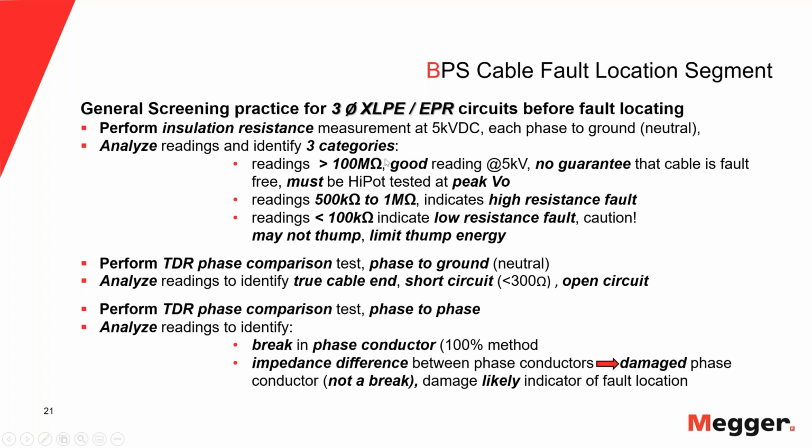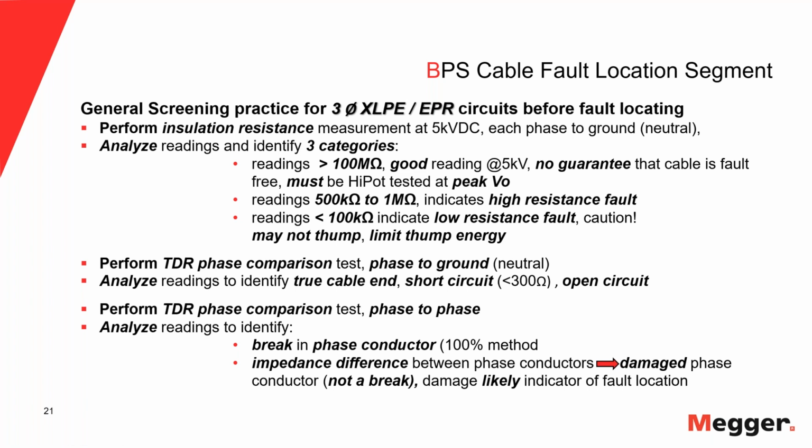But what we have to keep in mind, even a high reading doesn't mean that this cable is fault-free. Because remember, we're only testing at maybe 5 kV, with a 5 kV insulation resistance tester. So all we know is that at 5 kV, it has a good insulation resistance. When we get a high reading, we must afterwards perform a high-pot test on that same cable, and we must perform it at least at the peak operating voltage.